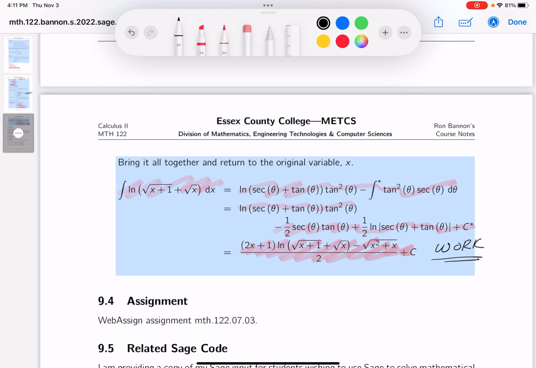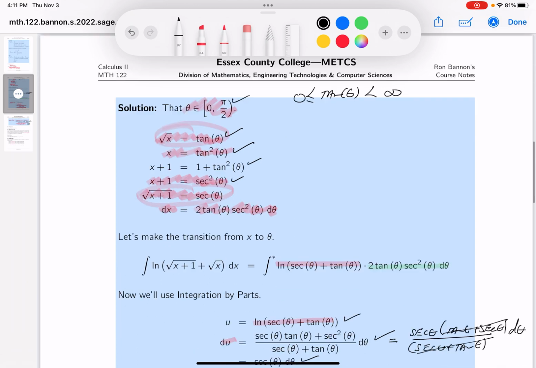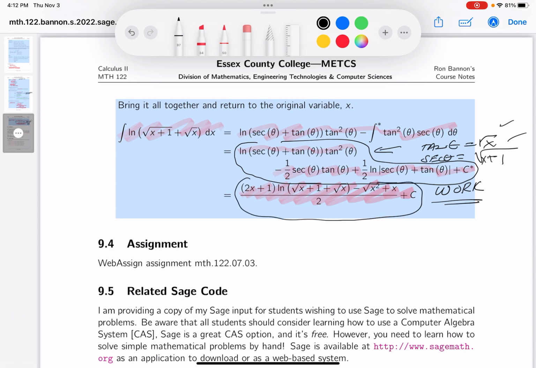What's the work? Here, you need to plug in, like for example, tan of theta, root of x, and you need to plug in the secant of theta equals the root of, just to remind you where this is coming from, right over here, it's the root of x plus 1. Whoops. That's all we're doing. We're taking this and plugging the stuff in. And then, of course, some algebra, and you surely get this over here.